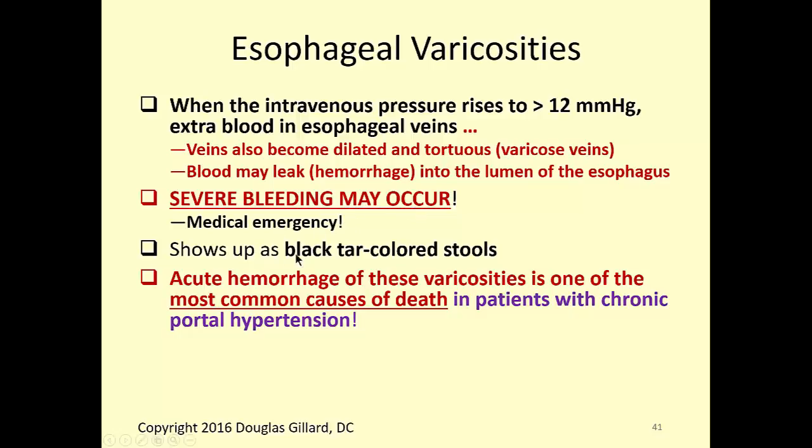Maybe the first sign that shows up is that classic black tar-colored stool. So the patient says, I got these poops that are really, really dark and ugly looking. So that could be it. Let's see. So, fun fact here, acute hemorrhage of these varicosities is one of the most common causes of death in patients with chronic portal hypertension.